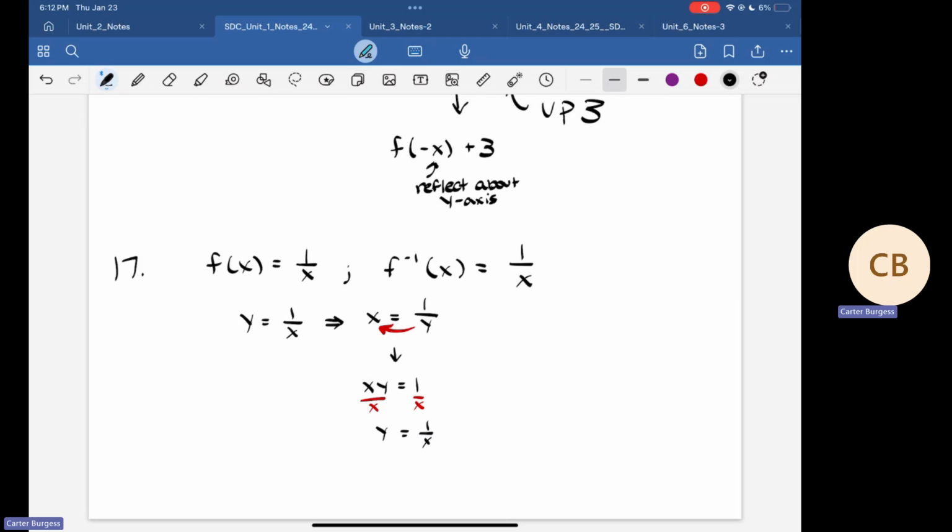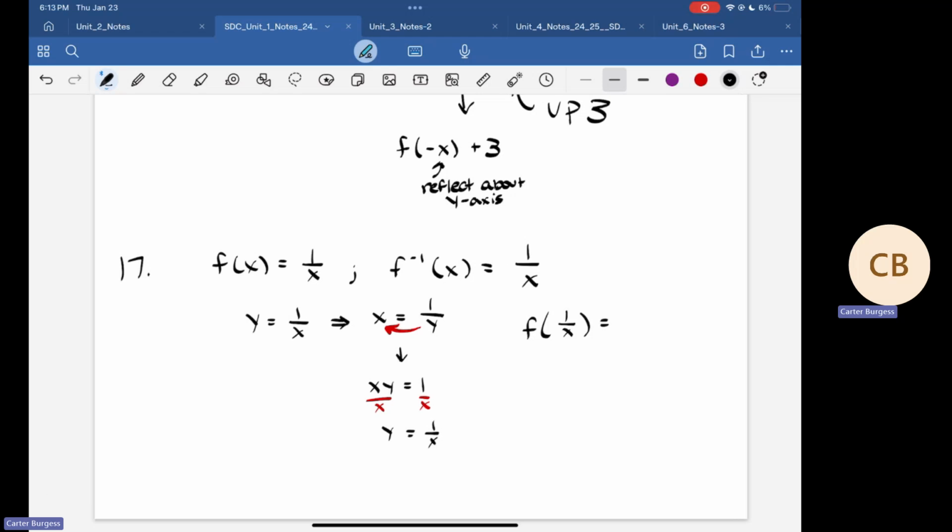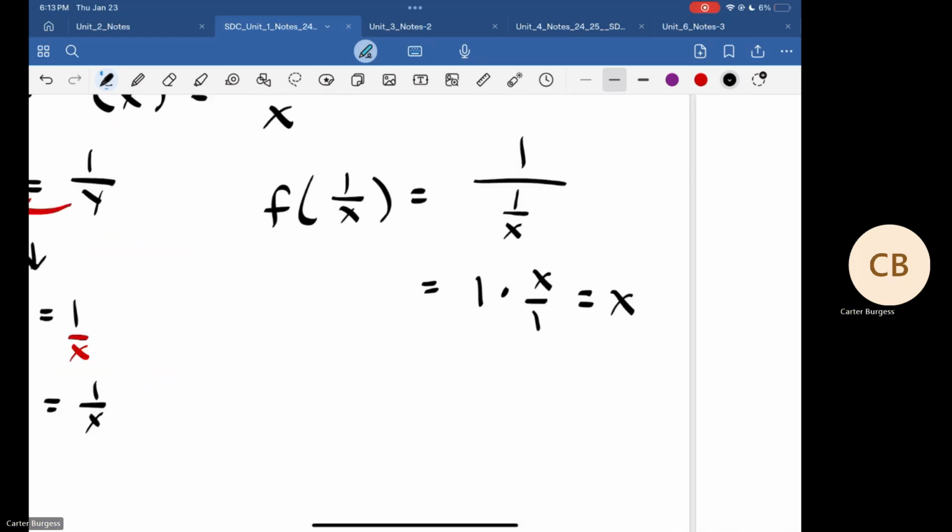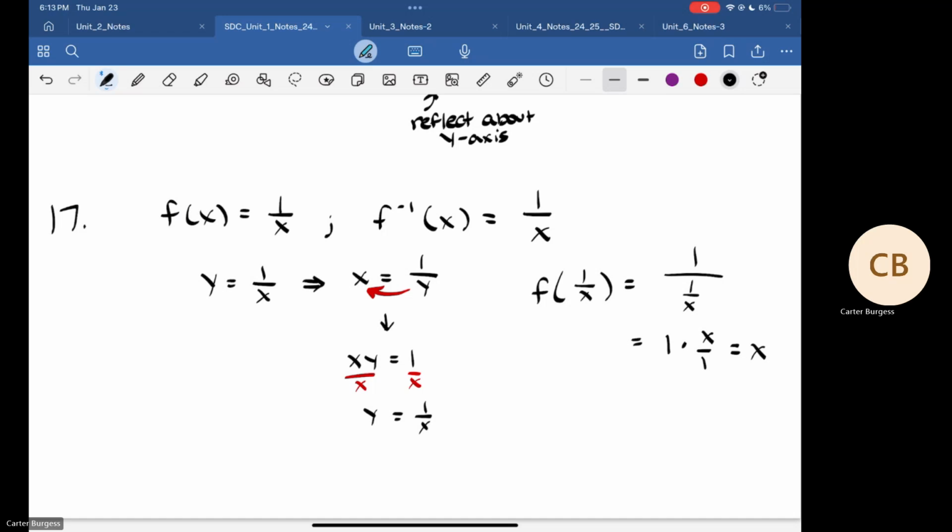If we needed to confirm this, we could always do so with function composition. So if we take our function and plug in the inverse, we should see cancellation. We should just see, at the end of the day, x. So 1 over x dividing by 1 over x is the same as multiplying by x over 1, which does equal x, which doesn't look canceled, but it is. This is what cancellation looks like for composition.